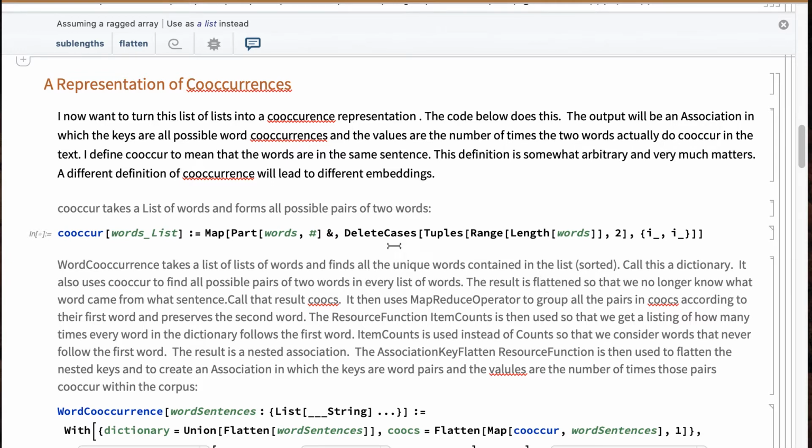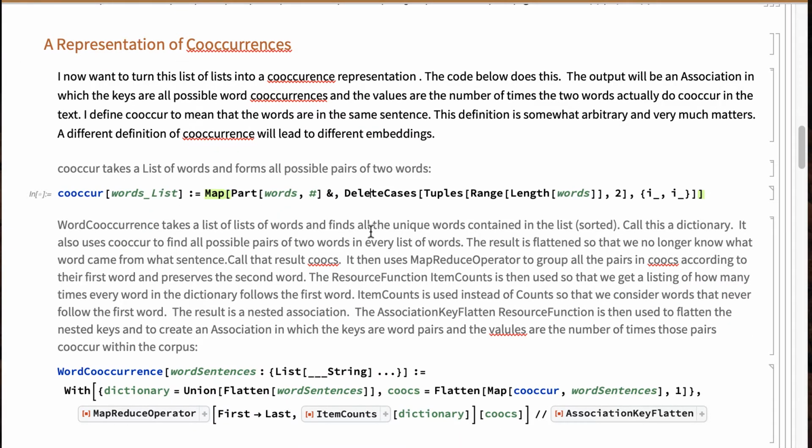The way we're going to do this is we're going to write a function cooccur, which is going to scan through the sentence and figure out how many times each of the words appear with each other. This is code that I don't believe you need to fully understand. If you want to study it, you can. The DeleteCases, just so you know, is there so that the same word isn't considered a cooccurrence with itself.